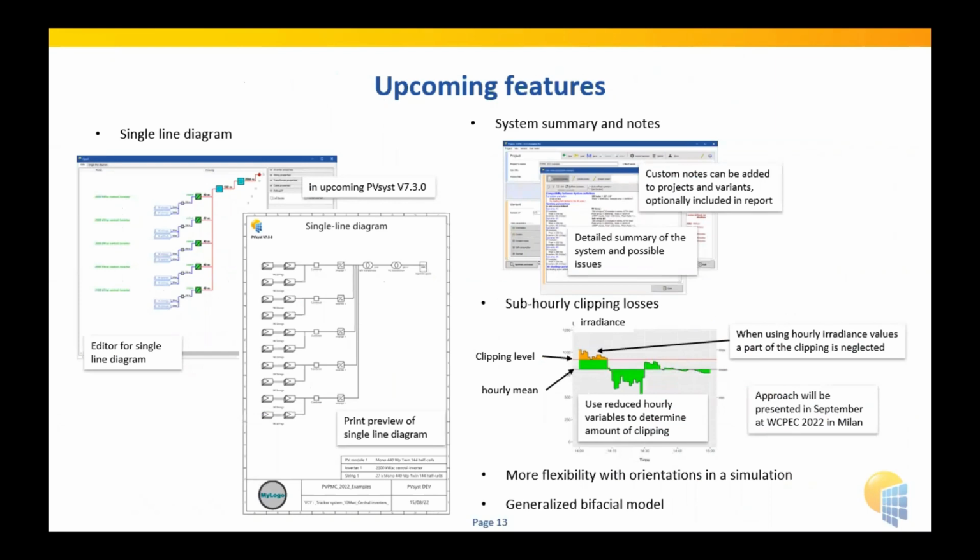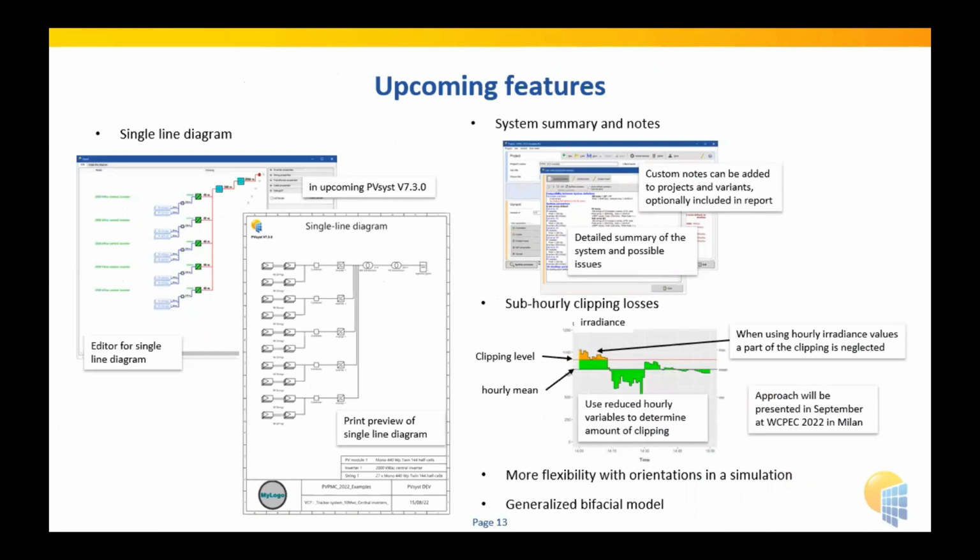But little by little, we will open this up. We will have an editor which will allow you to edit parts of the system directly in the single line diagram and not anymore in the dialogues of PVSyst. We have added a system summary and notes, so you can have a detailed system summary in written form to make sure that all the parts in your system definition are consistent and coherent, with warning and error messages if something is wrong. And you can now add custom notes to your simulation and have your own log and your private annotations, which are saved with each simulation. You don't need to save them or keep a separate log anymore.